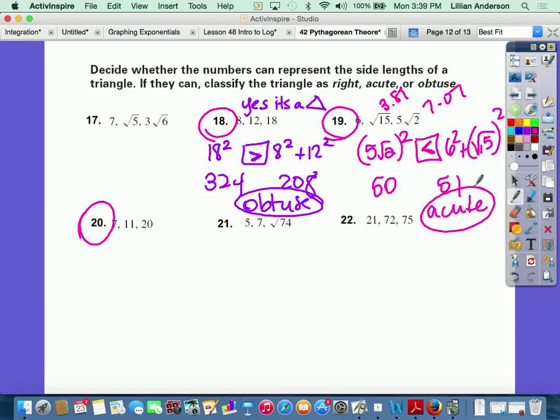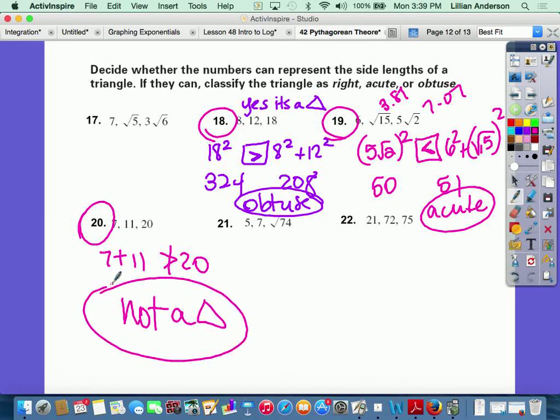And the last one we're going to do before I end this video, and by all means you can do any of the other problems on your own time, but these are the only ones I'm going to do with you, is this last one. Okay? Check to see if it's a triangle. 7 plus 11, that's not greater than 20. So instead of sitting here and wasting my time, this is not a triangle, so I cannot figure out if it's acute, obtuse, or right.